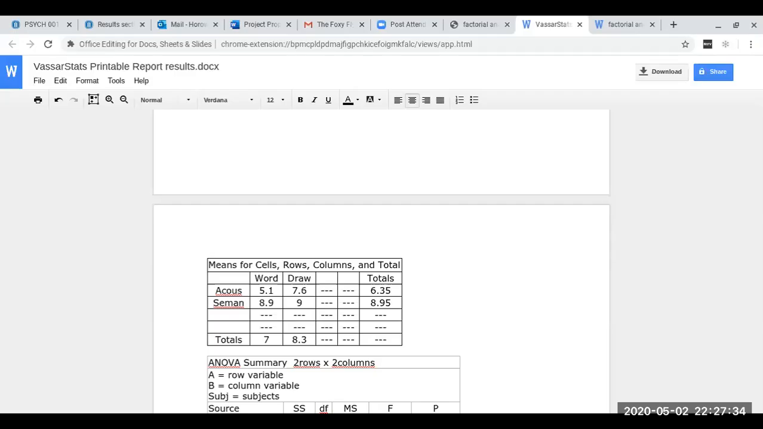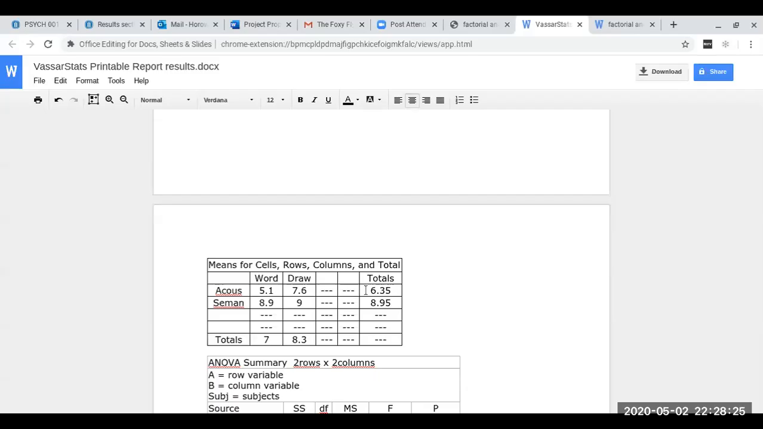Now, a reminder for the marginal means. The marginal means are for main effects, and the main effects are the levels of one IV, almost as if, or basically as if, the other IV didn't even exist. So if we're only looking at acoustic and semantic, and word and drawing don't even exist, what we're going to do is take both of these numbers for acoustic, and we're going to average them to give us our marginal mean for acoustic. So if you add 5.1 and 7.6, the answer is going to be 12.7. And you divide that by two scores, the average or marginal mean for acoustic is 6.35. For semantic, 8.9 and 9, right in between that is 8.95, or you could say 17.9 divided by 2.